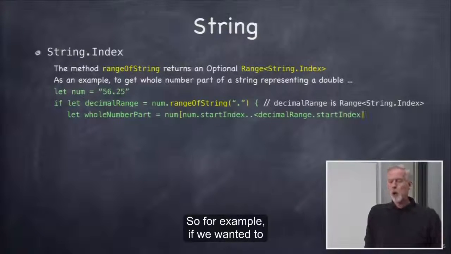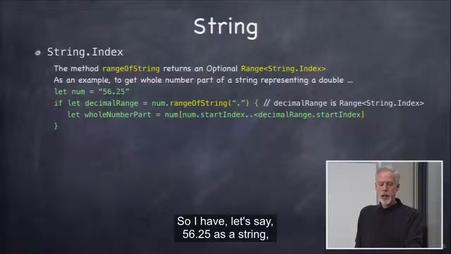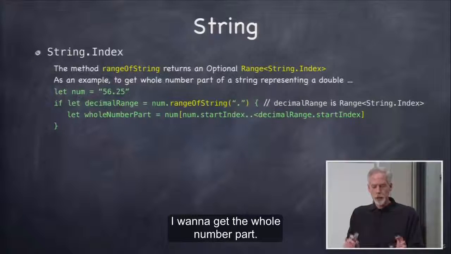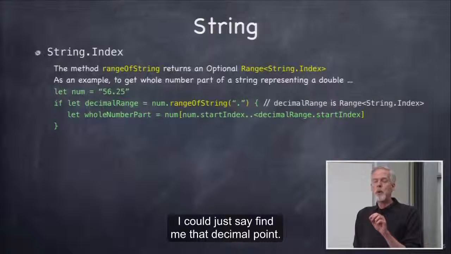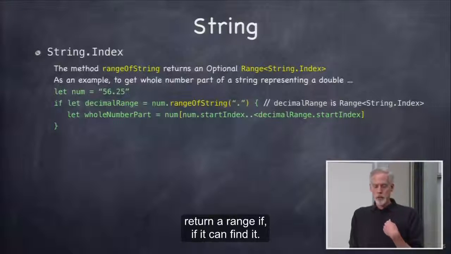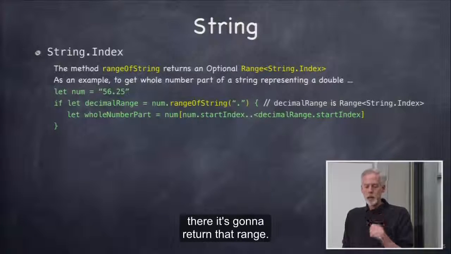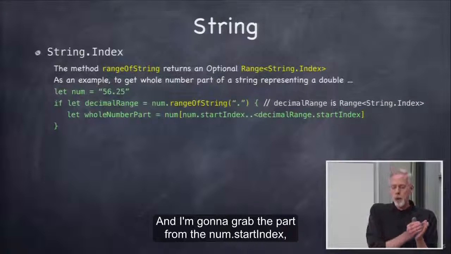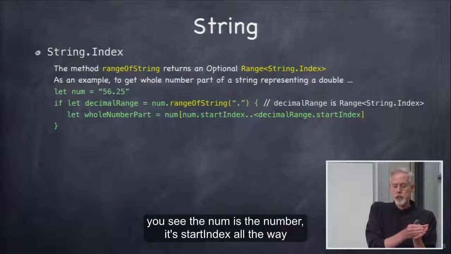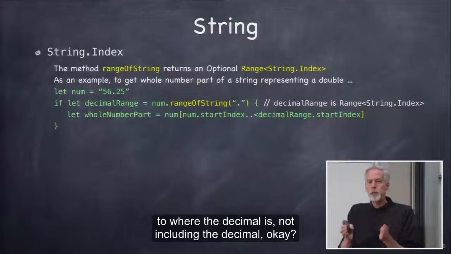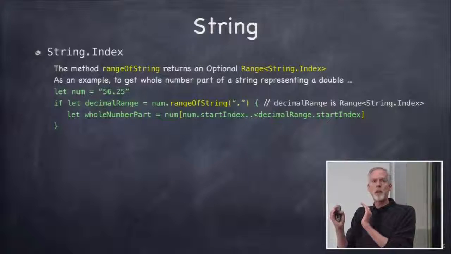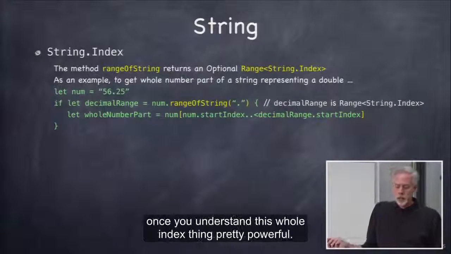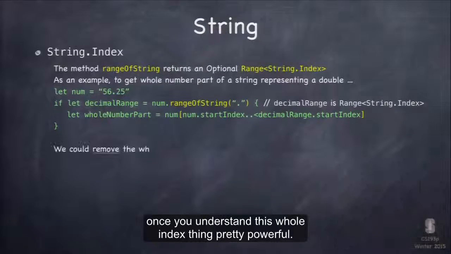So for example, if we wanted to get the whole number portion of a string that had a number, let's say I have 56.25 as a string, and I want to get the whole number part, I could just say, find me that decimal point. That's going to return a range, if it can find it, if there's a decimal point in there. And I'm going to grab the part from the num's start index, you see the num is the number, all the way to where the decimal is, not including the decimal. Now I got the substring, which is the whole part. Everybody cool with that? Once you understand this whole index thing, substringing a string is pretty powerful.